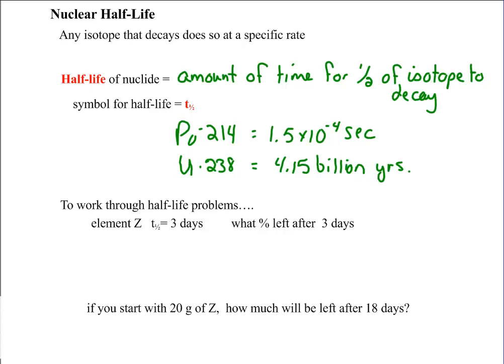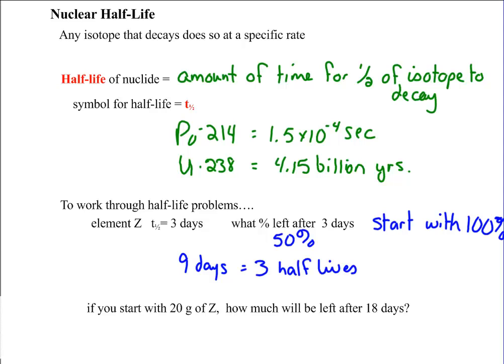Okay, if we wanted to work through some half-life problems, there are a couple of equations that we can use, or we can do it without equations. If we look at this particular problem, for example, we have element Z has a half-life of 3 days. We want to know what percent is going to be left after 3 days. If we start with 100%, one half-life means 50% is gone. That means 50% is left. If I'm interested in how much is left after 9 days, well, 3 half-lives is 9 days. 1 half-life is 3 days. 2 half-lives would be 6 days. 3 half-lives equal 9 days.